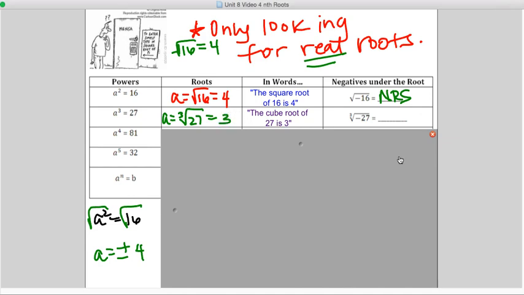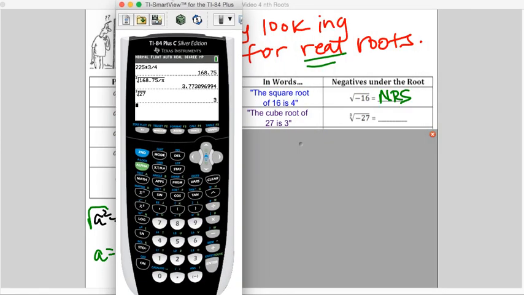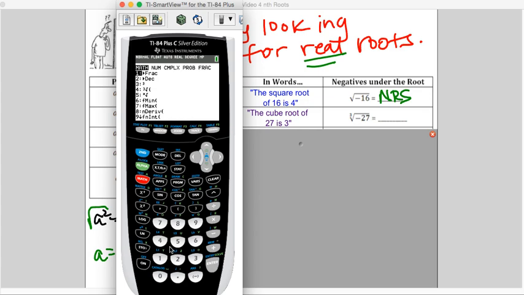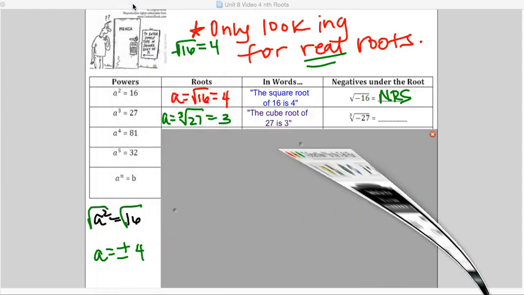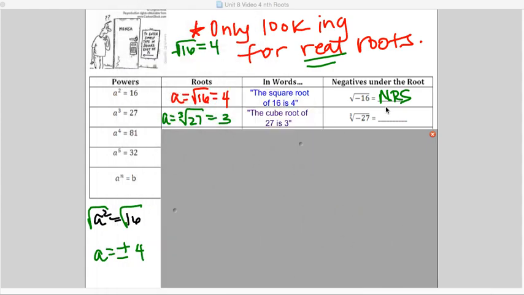All right, this next one's a little different. It's the cube root of negative 27. So let's see if I can do that one. Math, cube root of negative 27. That works. And the reason it works is because negative 3 times negative 3 is positive 9, times negative 3 again will give you negative 27. So when it's odd, it will work. So my answer for this one is negative 3.